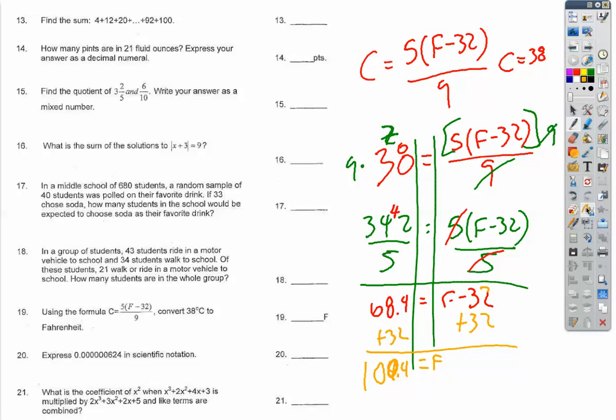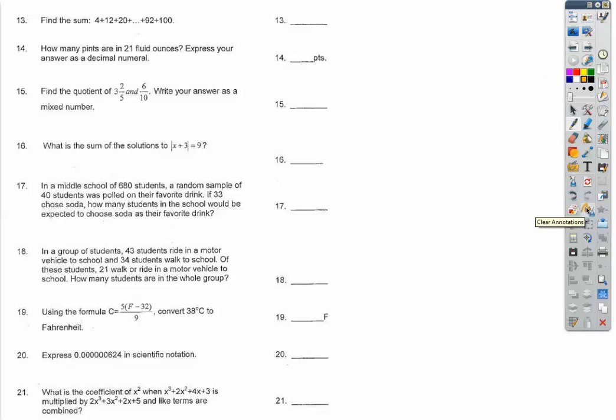Express that in scientific notation. Okay, everyone should get this one right. So all you gotta do is move this decimal point 1, 2, 3, 4, 5, 6, 7 times in the negative direction. So it's 6.24 times 10 to the negative 7th. That's it. Last problem, coefficients.